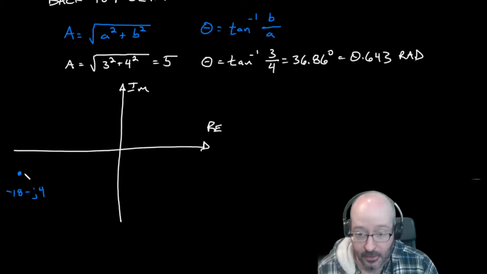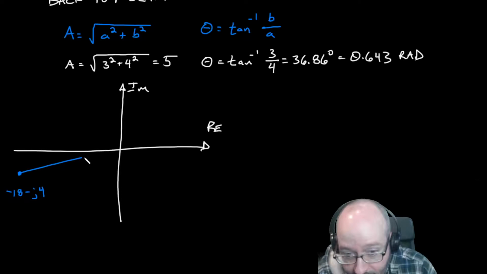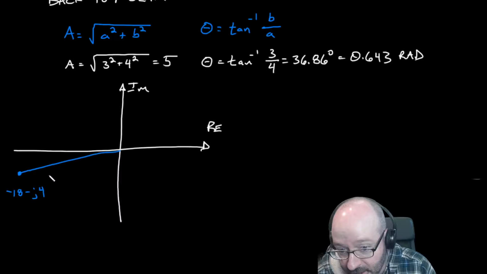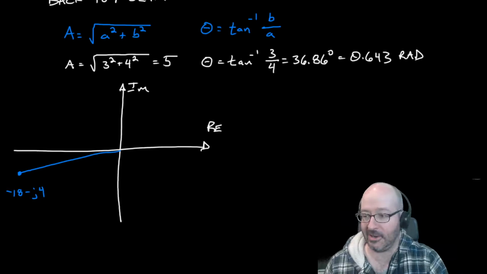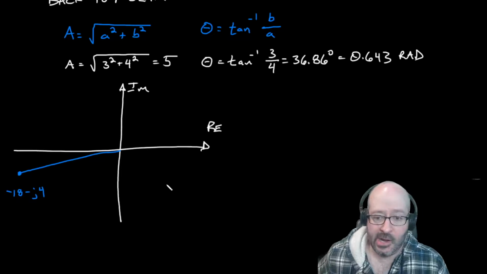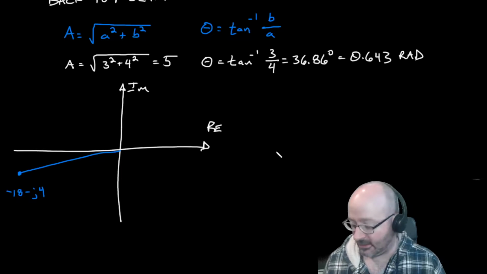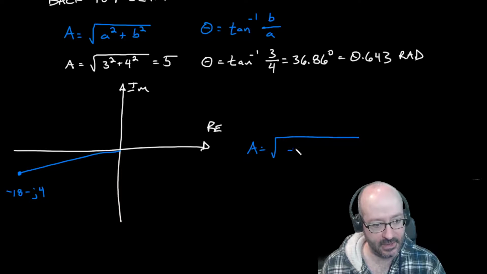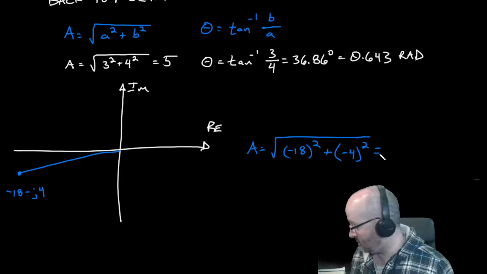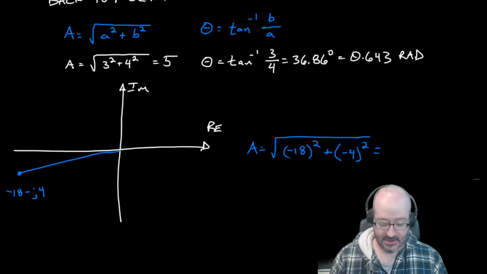Okay, so we want to get the polar form like this. We want to know the distance from the origin and the direction, right? We might naively go about this and say, okay, let's say A is equal to the square root of -18 squared plus -4 squared. Okay, I haven't actually done that. I'm going to pull out a calculator here, and we're going to go ahead and do that.